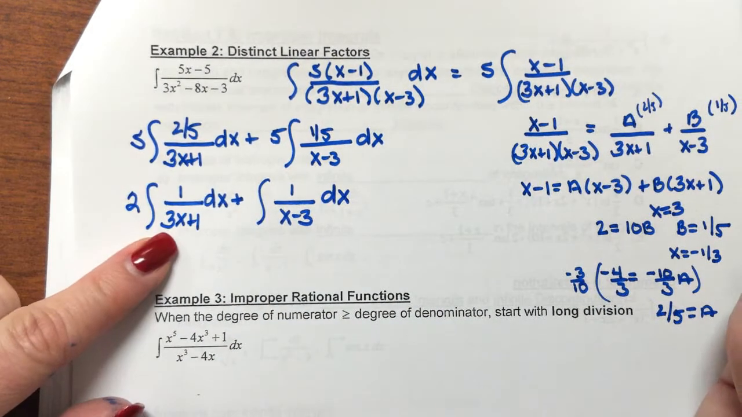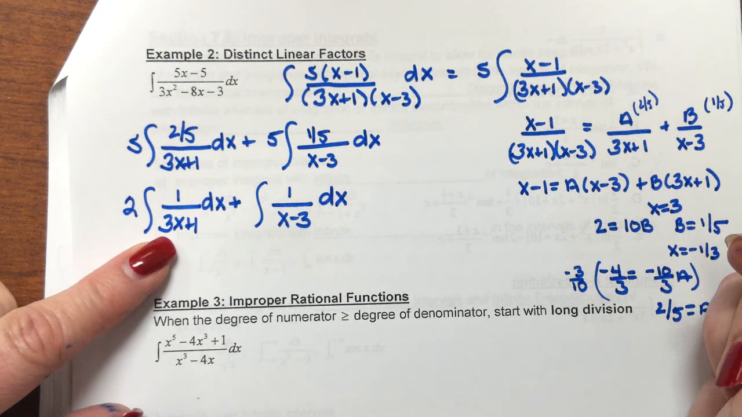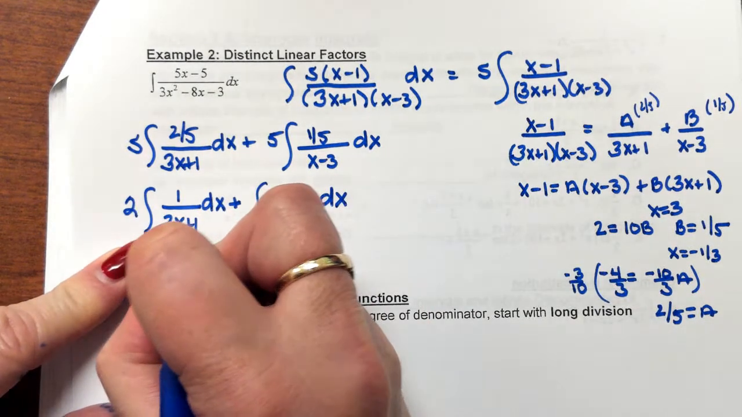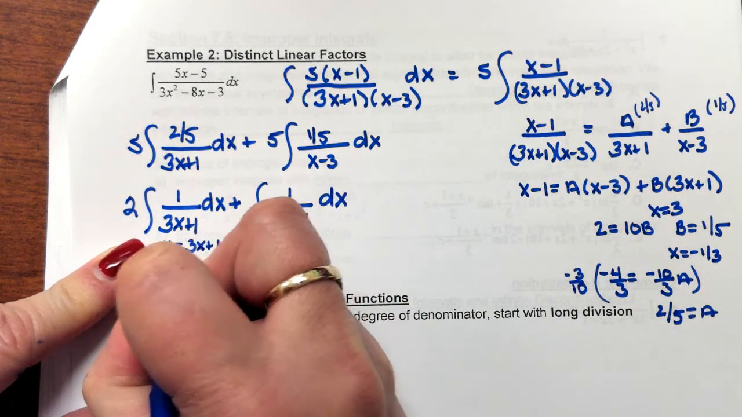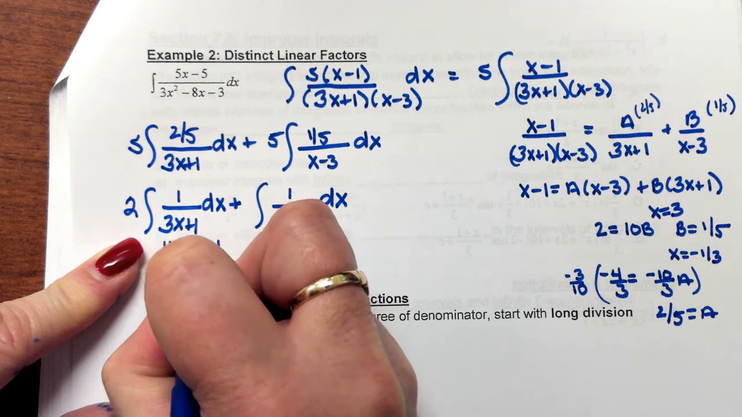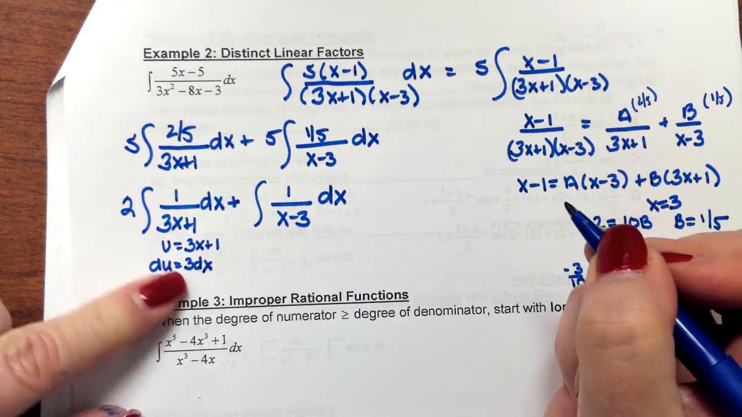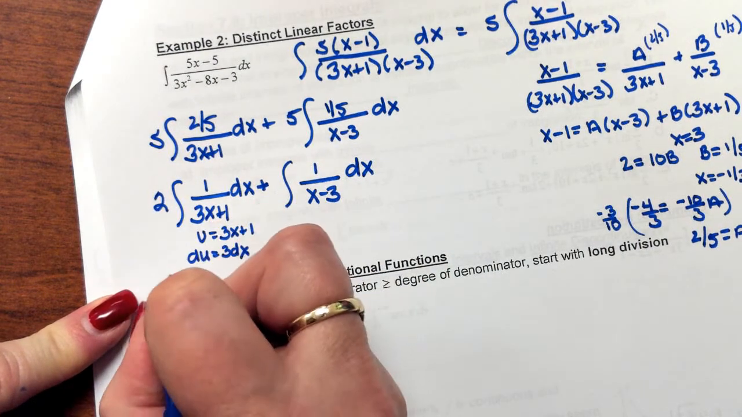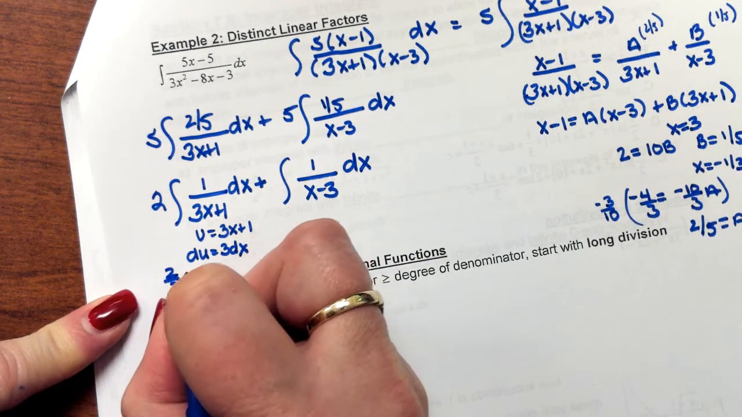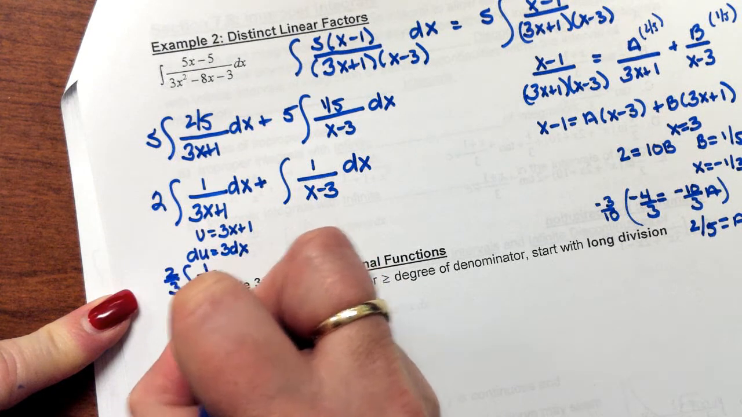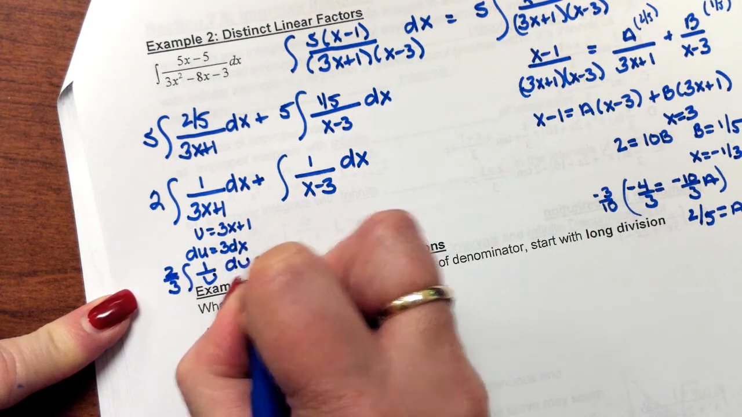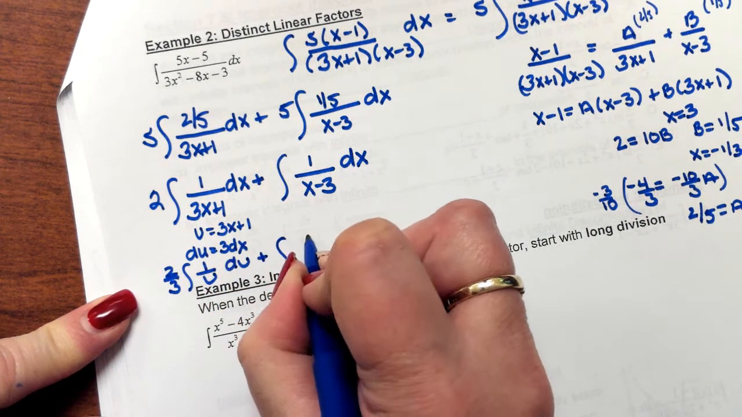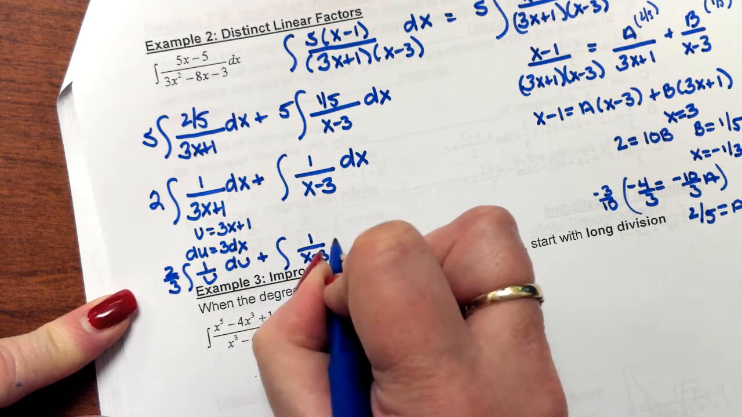Now when I go to integrate 1 over 3x plus 1, be careful, you have to do a u sub here. U is equal to 3x plus 1. My du is equal to 3 dx. So I have to divide a 3 out of this integral. So the constant now is going to be 2 times 1/3, which is 2/3, times the integral of 1 over u du, plus your integral of 1 over x minus 3 dx.